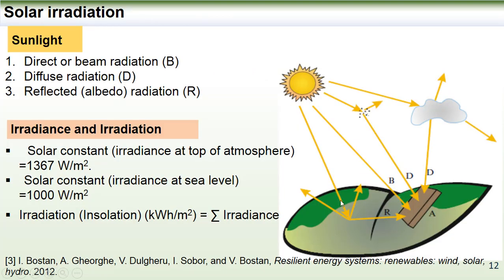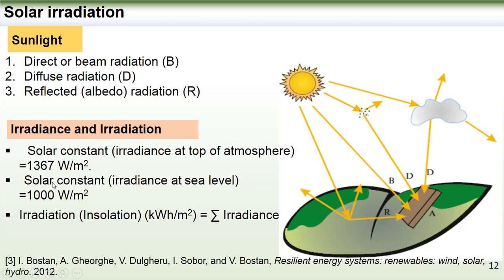Sunlight received at the Earth's surface is composed of 3 components: direct radiation, diffused radiation, and reflected radiation. Sometimes reflected radiation is also called albedo. Radiance received at the top of the atmosphere at the side facing the sun is 1367 watt per square meter, which is also called the solar constant. It is the instantaneous quantity, and it's also often called the intensity of the sunlight.